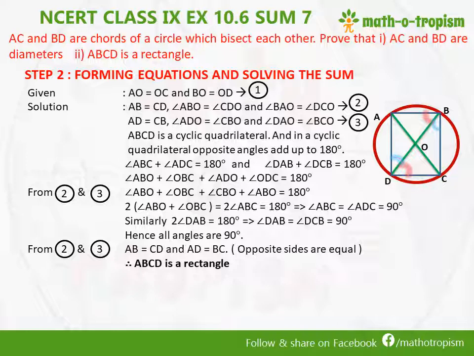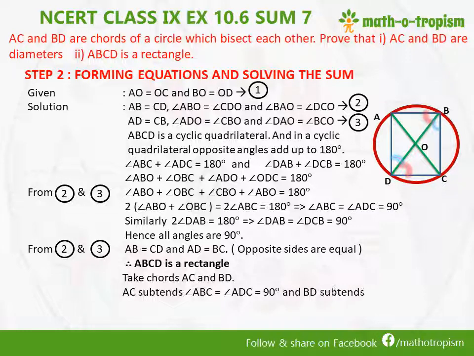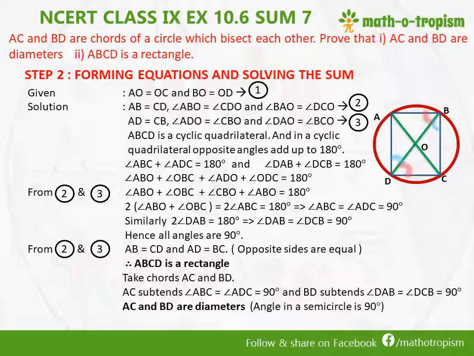We now need to take the chords AC and BD. We know that AC subtends the angles ABC and ADC on the circle, which are equal to 90 degree, and BD subtends angle DAB and angle DCB, which are both 90 degree. So as a result, AC and BD are the diameters, because angle in a semicircle is 90 degree, and semicircle means the chord is the diameter. So thus we have proven.